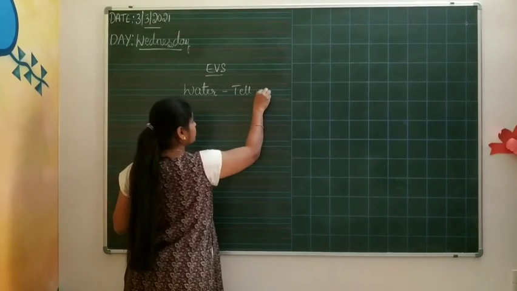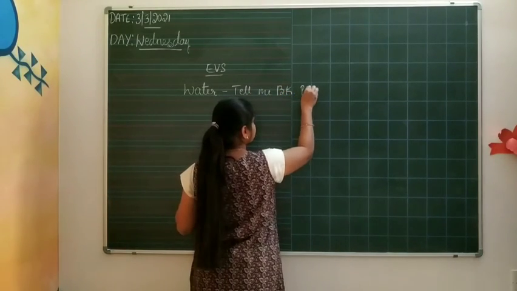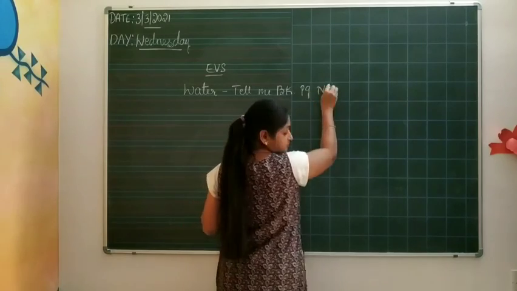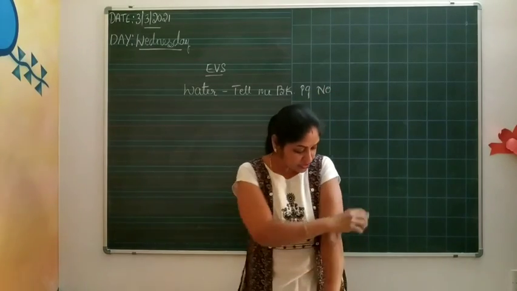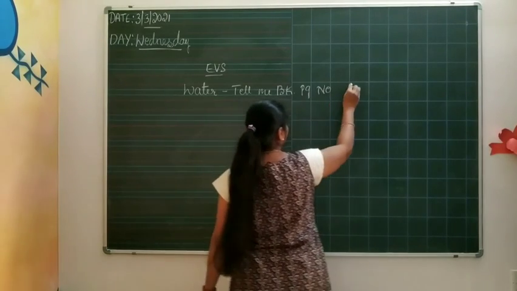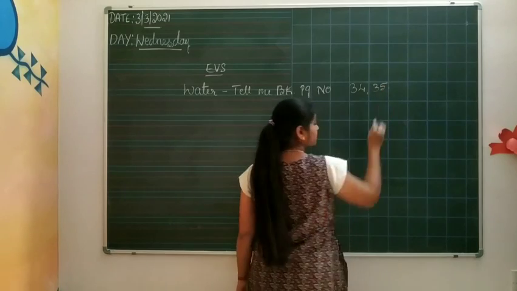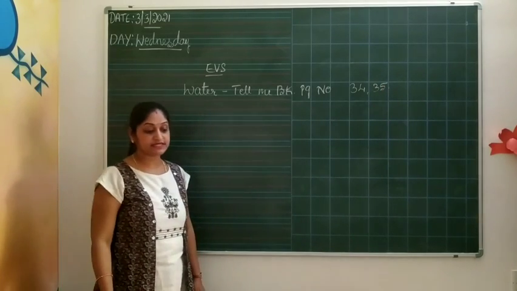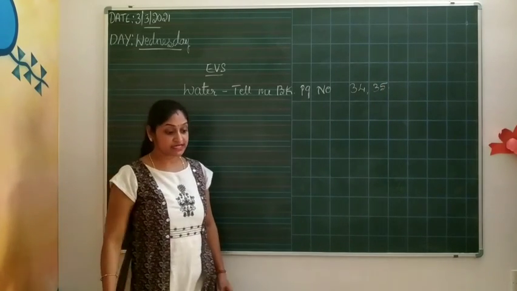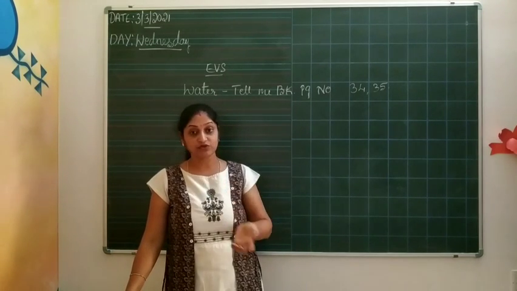Okay, Tell Me More book, page number. You all open your Tell Me More book. In that, page numbers 34 and 35 are there, no? 34 and 35. You need to review or revise the same thing. Tomorrow we will discuss both the things. Okay, the sources of water and uses of water.